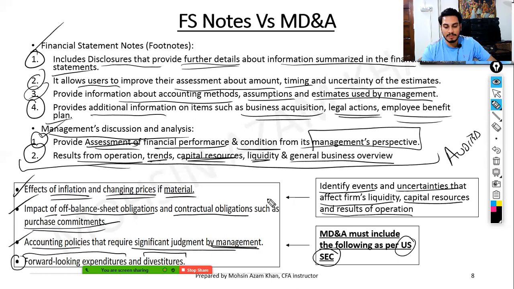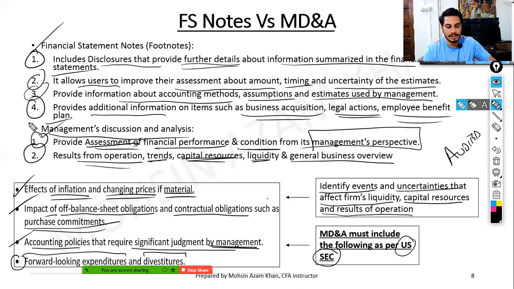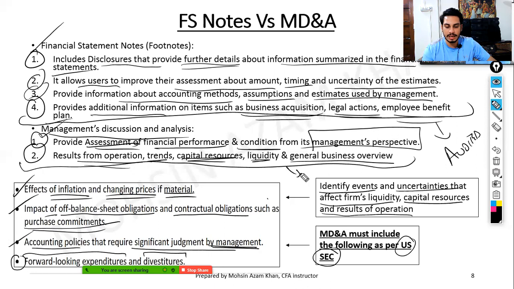But management discussion and analysis is non-audited. Management discussion and analysis is non-audited. So it is always safer to believe audited things rather than non-audited things. A very simple example: audit means check and balance, and non-audit means no check and balance. We'll understand the word audit as we move on to the next slide.